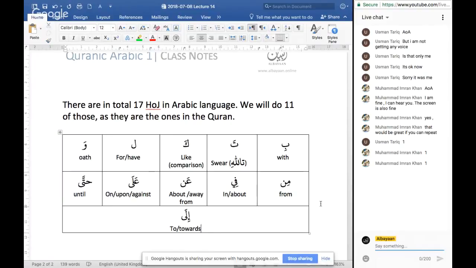So let's say all of these 5 times together, inshallah. Ba, ta, kaf, lam, waw, min, fi, an, ala, hatta, ila.